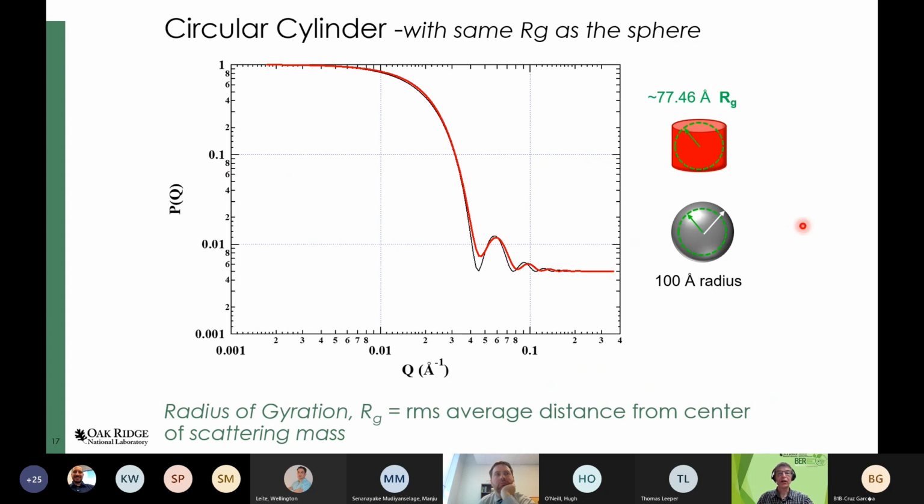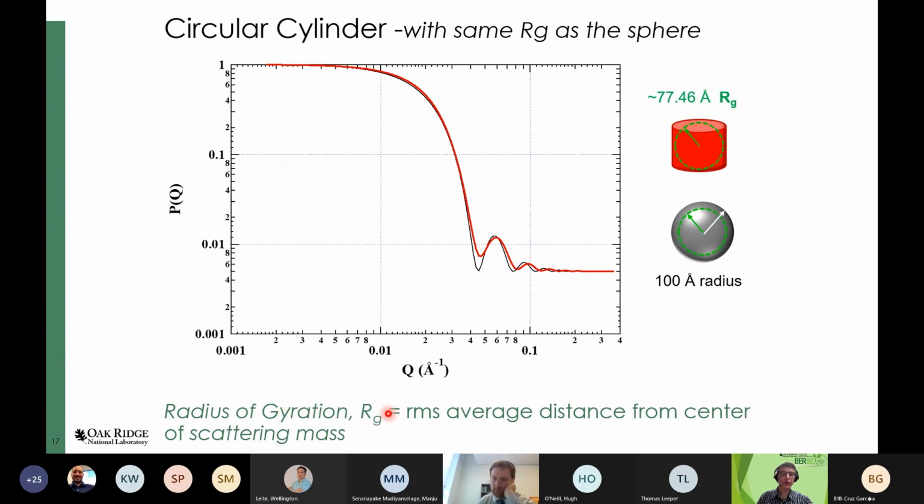Okay, so now I'm going to something that I call a circular cylinder. This one has the same RG, and I'll explain in a second what RG is, radius of gyration. For scatterers, these two look very similar in that they have the same overall size parameter, this RG, but their shape is slightly different.